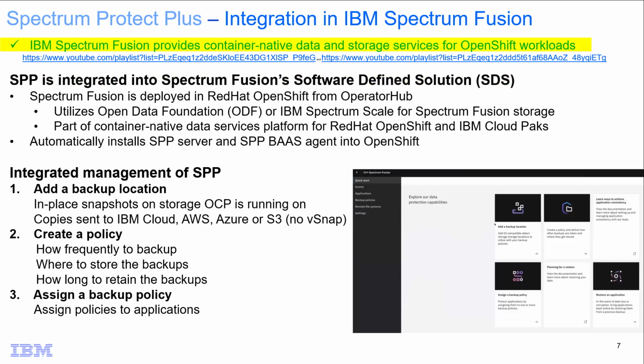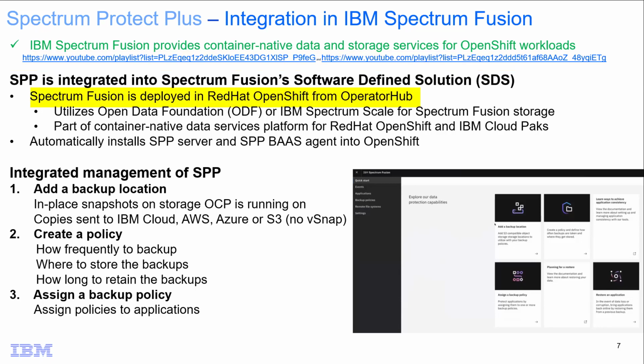Now, Spectrum Fusion provides container-native data and storage services for OpenShift workloads. And in this video, I'm going to be focusing on specifically how Spectrum Protect Plus provides the data protection piece. There are other videos out there that are done more from the IBM Spectrum Fusion perspective on installation and so forth, so be sure to check those out.